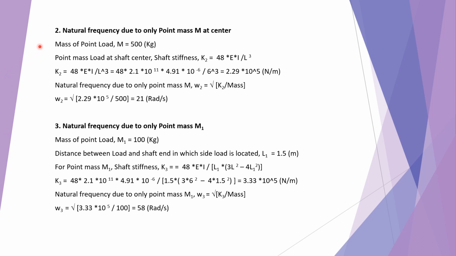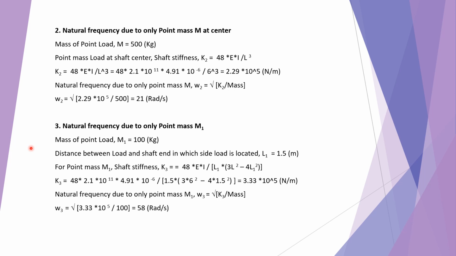Now point number 2, natural frequency due to only point mass capital M at center. So point mass M is 500 kg, and the point mass load is at center. So shaft stiffness K2 will be equal to 48 EI upon L cube. So K2 will be 2.29 × 10^5 Newton per meter. Natural frequency due to only point mass capital M, W2, is coming as 21 radian per second.